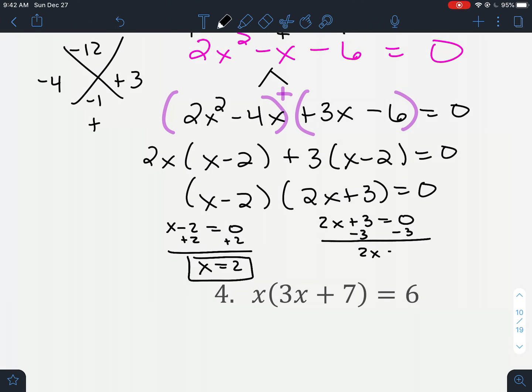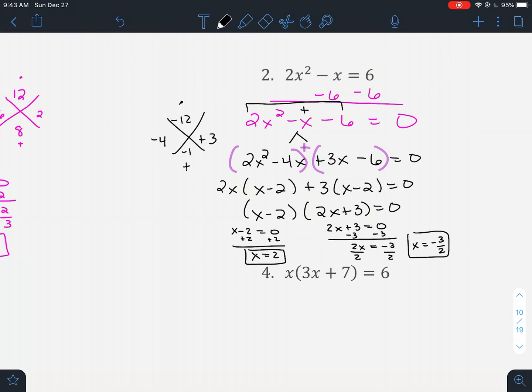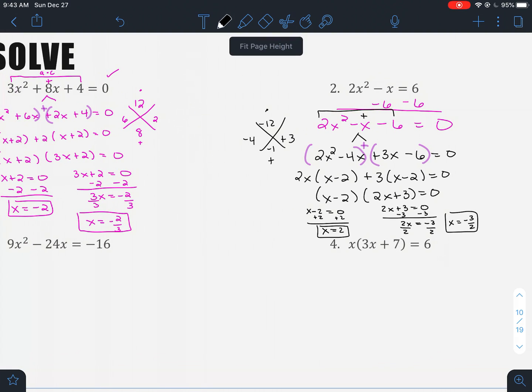Add the 2, add the 2. And so one solution is x is equal to 2. Subtract the 3, 2x equals negative 3. Divide by 2, and my other solution is x is equal to negative 3/2. So my two possible answers for number 2 are x is equal to 2 or x is equal to negative 3/2.